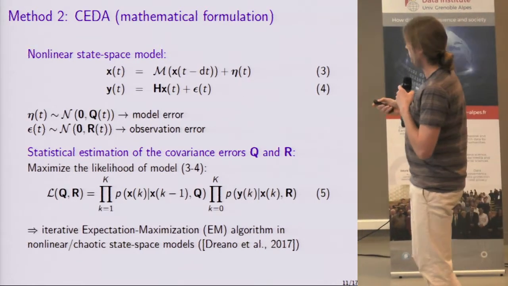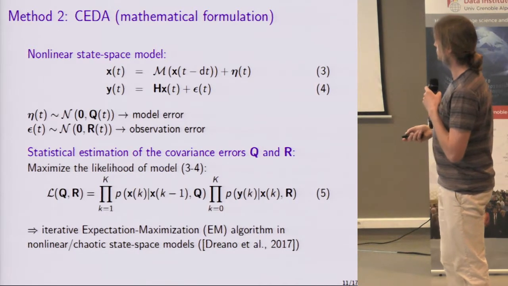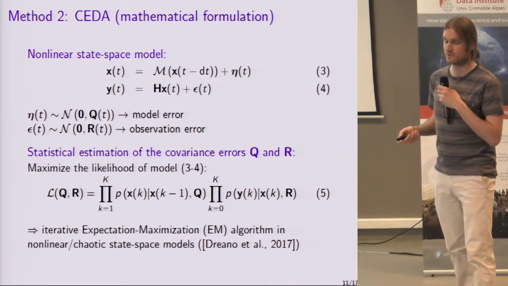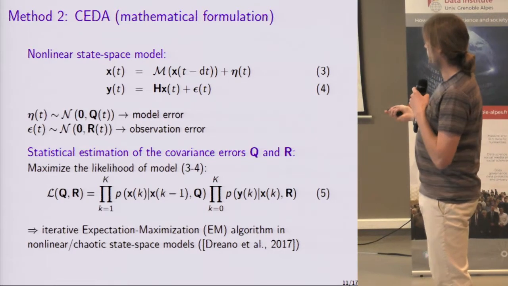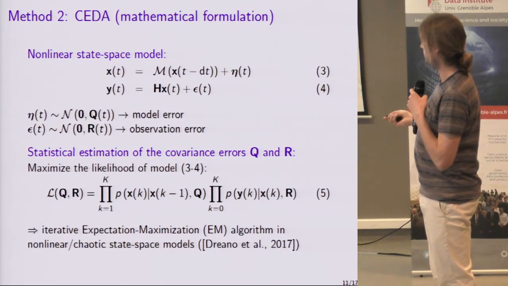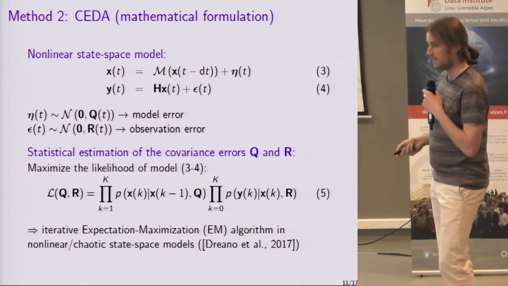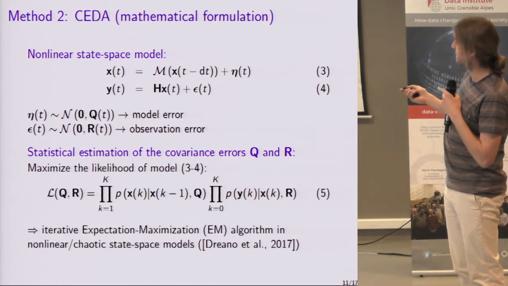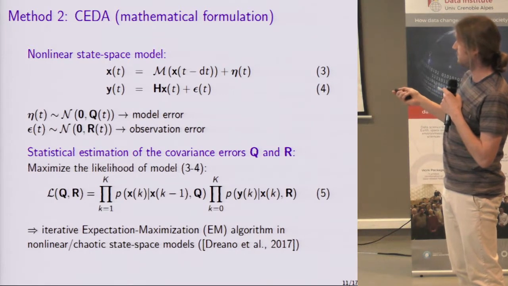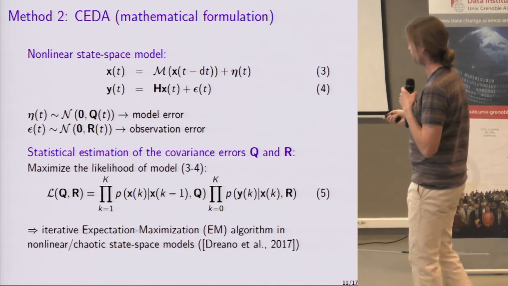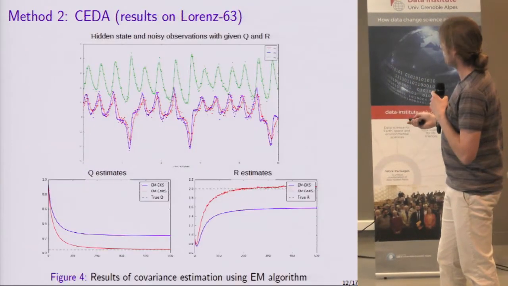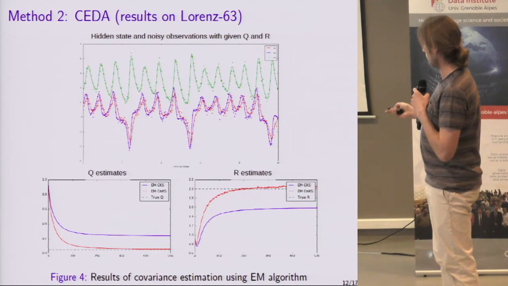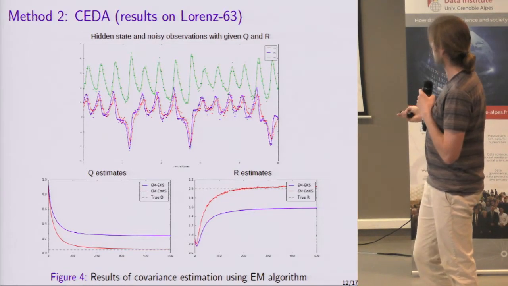So basically, it's quite simple using statistics to estimate Q and R using, for instance, a maximum likelihood approach. This is what we have done here in this method, CEDA. We use an expectation maximization algorithm. This is quite common in state space models, but here we applied this methodology to a very nonlinear and chaotic problem. This was published here. I will just rapidly show you some results. This is the estimation of Q and R, and it's working correctly.